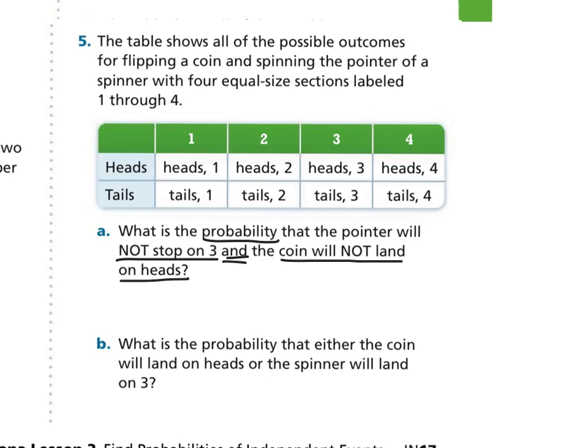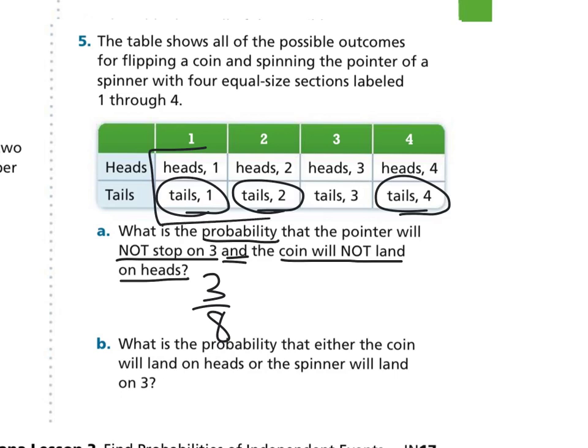So one of the options on our table that's not a 3 and not heads would be tails 1. Another option would be tails 2. Another one would be tails 4. And that's it. So that's 3 out of, there's a total of 8 different possibilities here on our table. So we have a 3/8 chance.